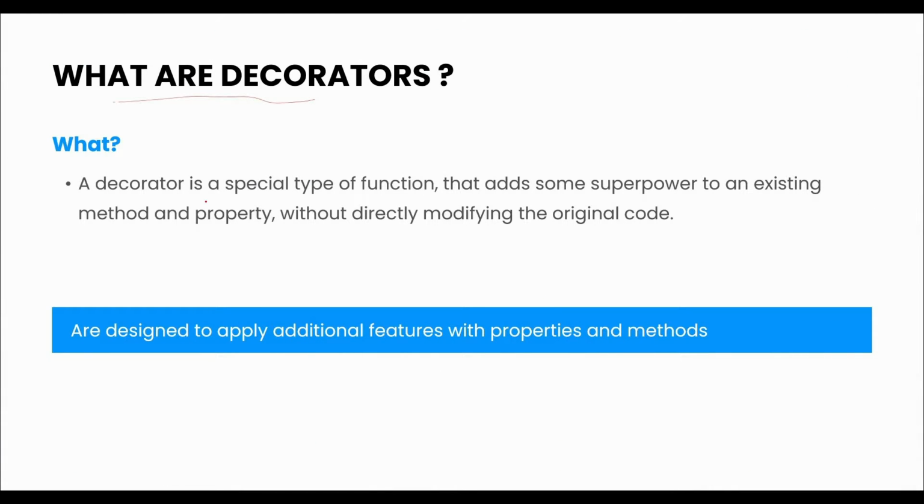So we can say a decorator is a special type of function that adds some superpower to an existing method and property without directly modifying the original code or original method. What does it mean? It means decorators are predefined special functions provided by the framework, and if we add those functions with our properties and methods, then our methods will have additional capabilities. So in a nutshell, decorators are a special type of function designed to apply additional features to properties and methods.